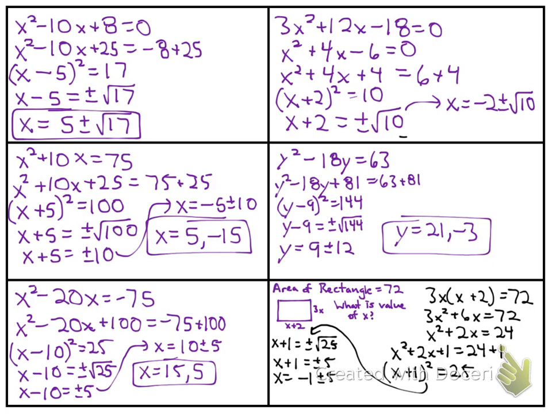Now, we want the positive solution here. Negative 1 minus 5 is negative 6, and that doesn't fit the problem if we're looking for dimensions. So we're going to go with negative 1 plus 5 and get an answer of 4 as our value of x.